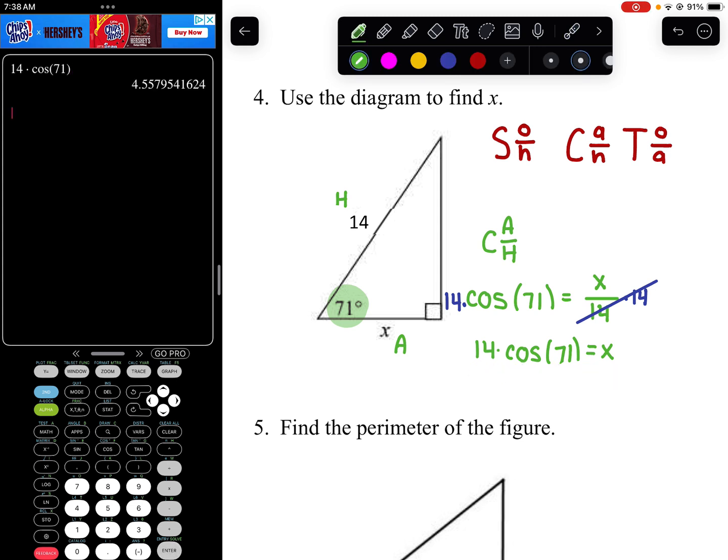I smash enter, and so my final answer, let's round it to 2 decimals, 4.557. That 7 rounds this up to 4.56.